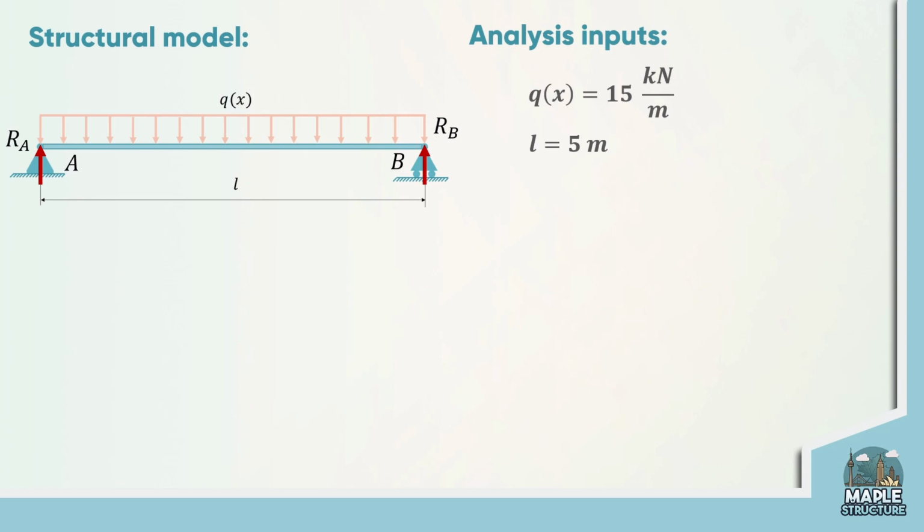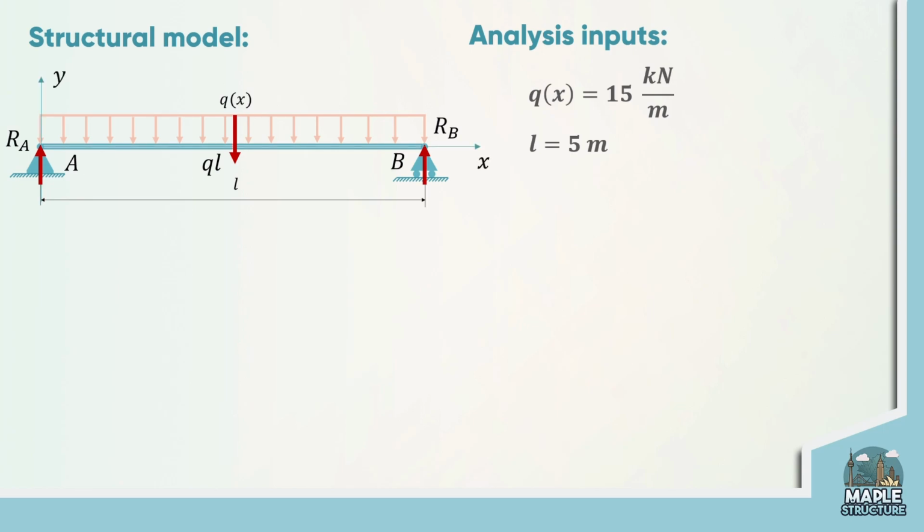Well, next, to make the next analysis a bit simpler, let's replace the distributed load with its equivalent concentrated load. And we find this resultant force by multiplying the load intensity by the total length of the beam. To write the statics equations of equilibrium, we need to introduce the x and y coordinate axes.